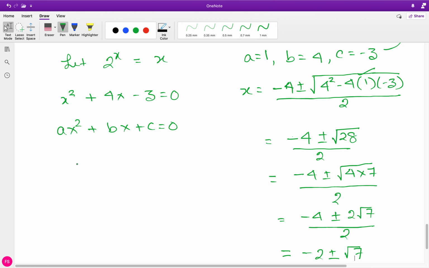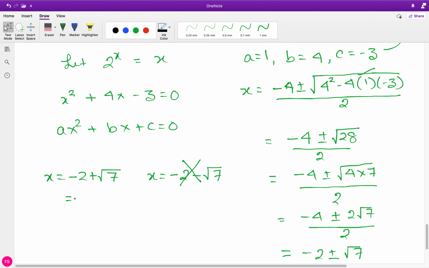So now you have two answers for x. One is x equals negative 2 plus the square root of 7, and the other one is x equals negative 2 minus the square root of 7. It's not possible to have this value because it will be a negative number. So our only answer is going to be negative 2 plus root 7. Okay, let me put it in the calculator.